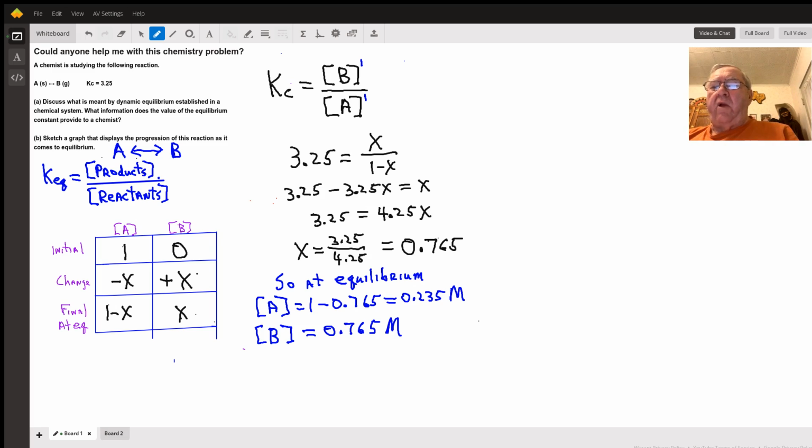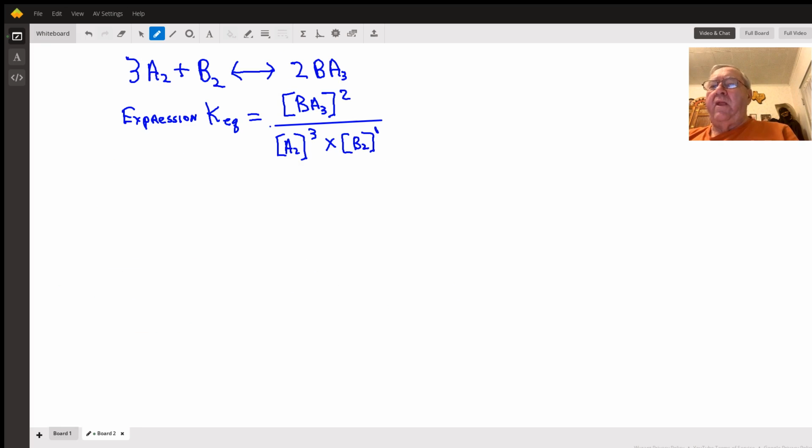Now, I want to take you over to board 2, just to show you how the expression for the equilibrium constant is written for a little more complex reaction. And in this, we have 2 reactants, A and B, and we have a balanced equation for a reversible reaction where 3 moles of A2 plus 1 mole of B2 is being changed into 2 moles of a compound called AB3.